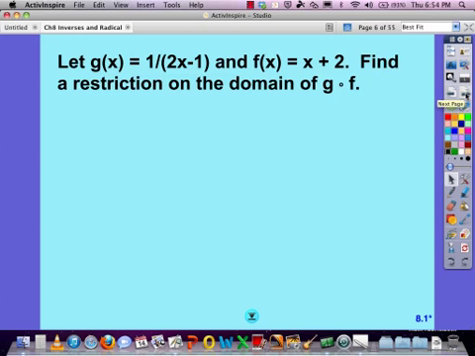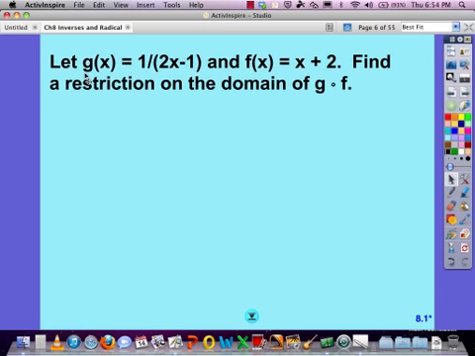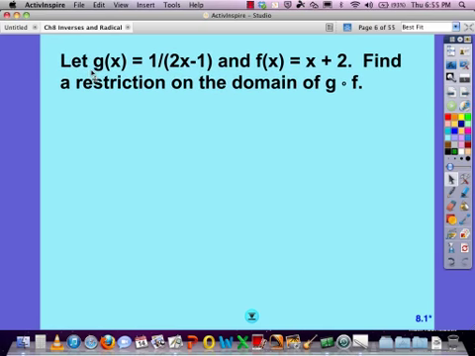Now, it says let g of x equal, and you see your rule, and f of x equal, and you see your rule. So if we have our rules here, make sure you're looking at them in their entirety. It says find a restriction on the domain of g follows f. So let's write that down first. G follows f would be nothing more than g of f of x.